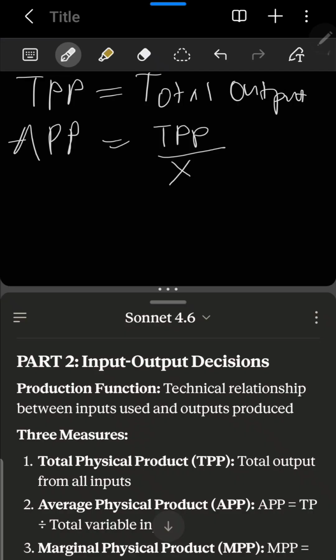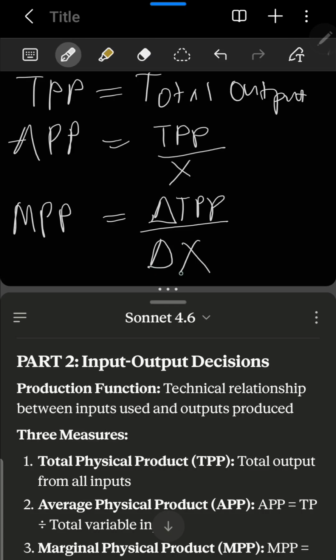Now, we look at marginal physical product. Marginal physical product is similar to this, but only that we are talking of additional. So it is simply the additional total physical product you get for additional inputs. Are we together? Yes.